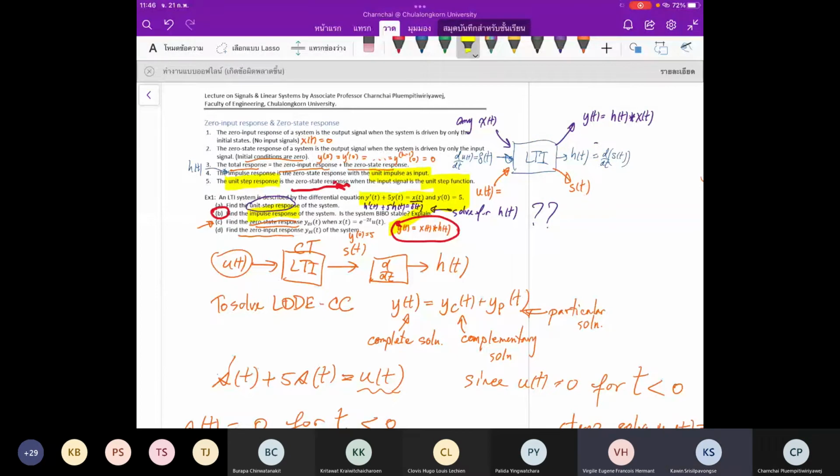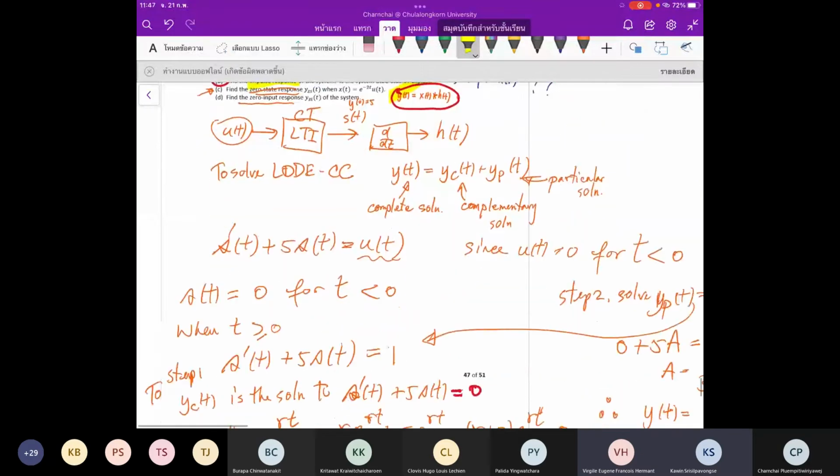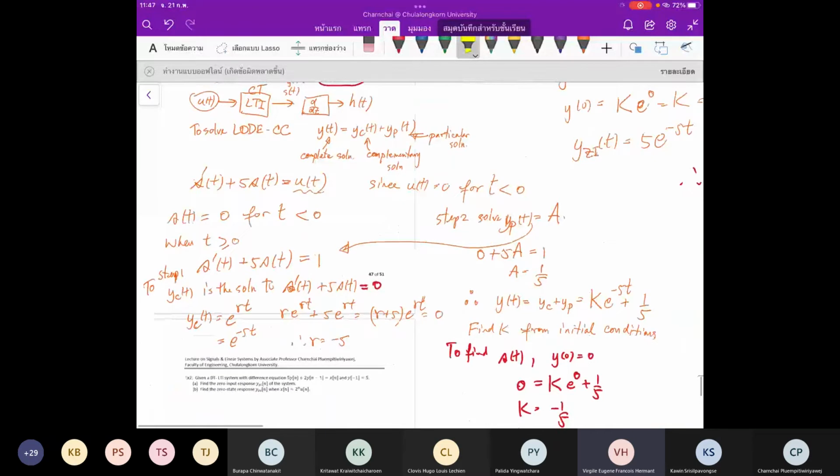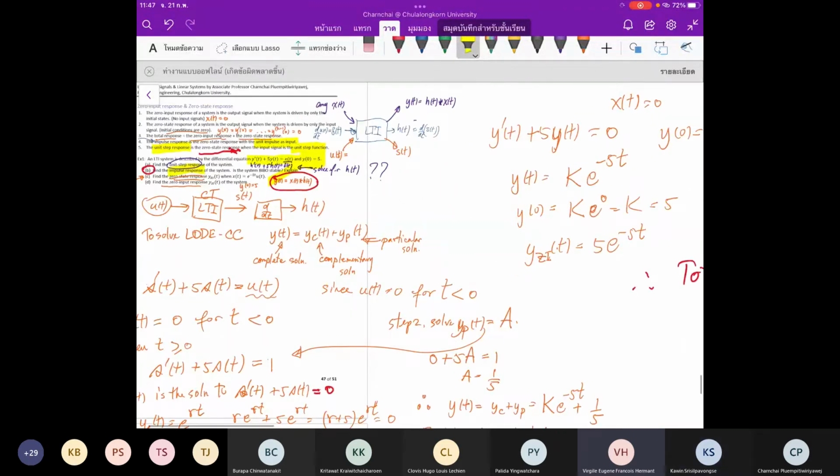In the zero input response, how did we get y(t) equal to k e to the negative 5t so fast? Did we get it from somewhere else? K times e to the negative 5t, yes, this is the complementary solution. It's what you get when the input is 0.